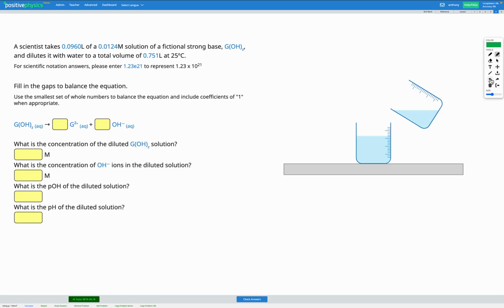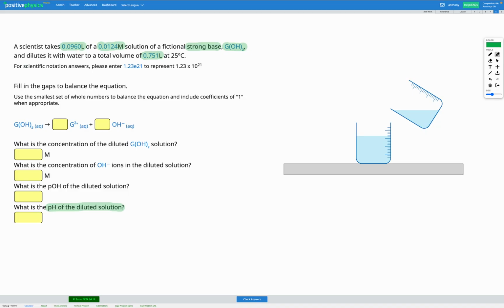In this question, we're told a scientist takes 0.0960 litres of a 0.0124 molar solution of a fictional strong base that has the formula GOH2 and dilutes it with water to a total volume of 0.751 litres at 25 degrees C. Our goal is to figure out the pH of the diluted solution.